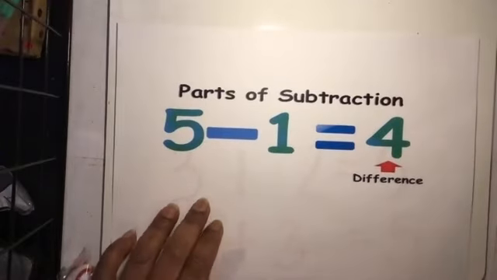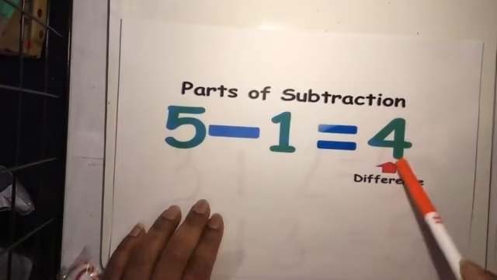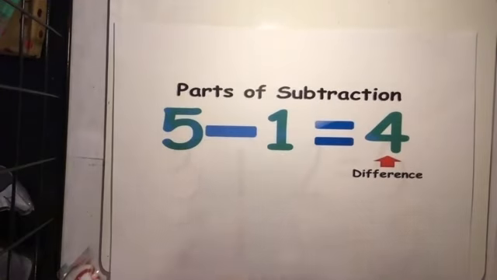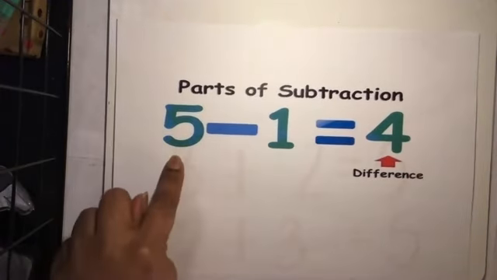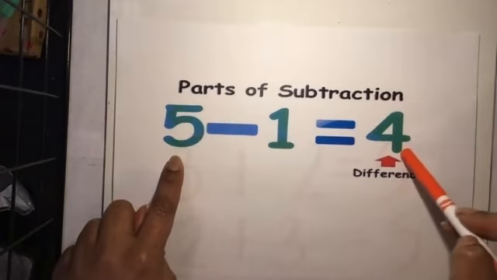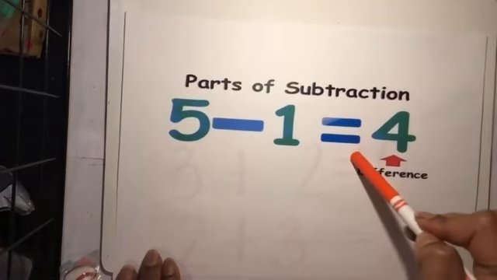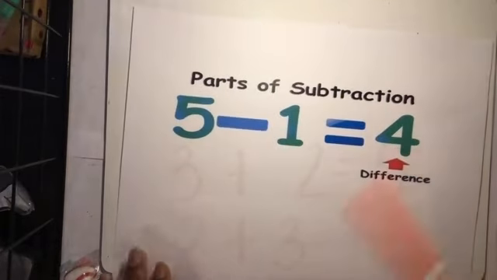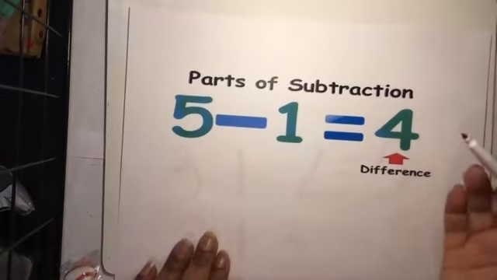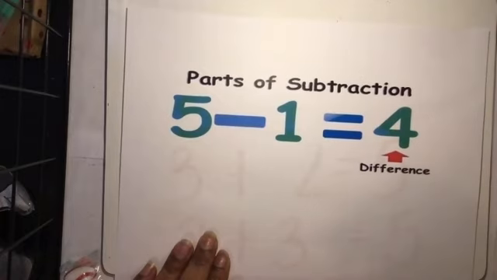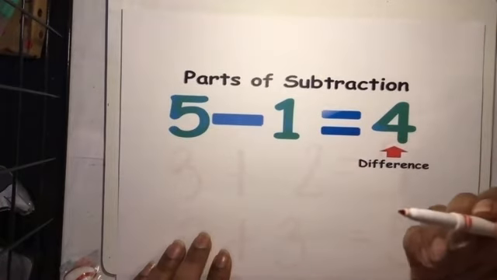So here's a different subtraction sentence. Remember, the answer is called the difference. So over here we have 5. 5 is greater than 1 and 4, so it's the greatest number. Take away 1 equals 4. Okay? I can draw it. I can use my beads. I can use my beans, rice, macaroni.